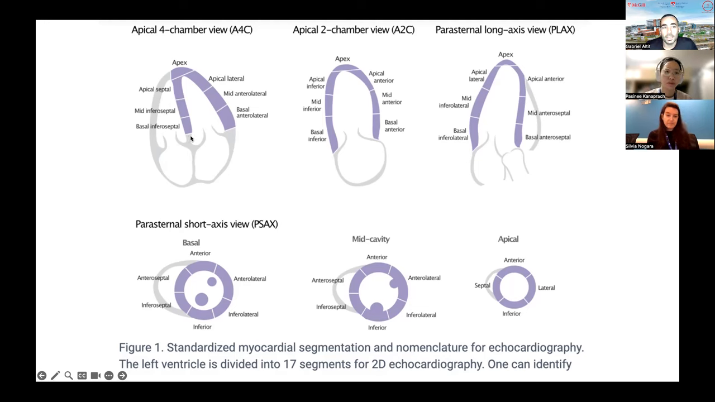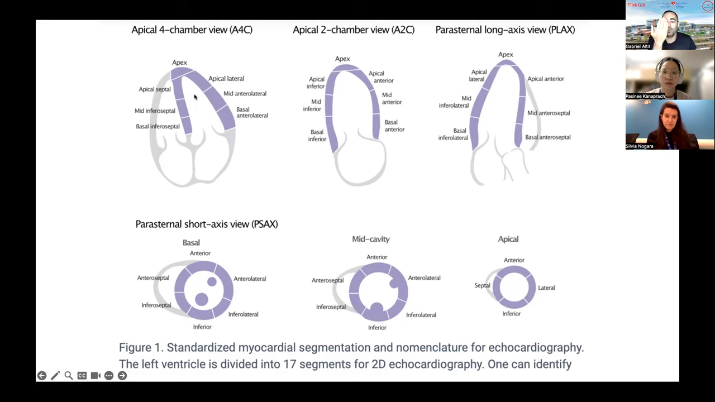So typically, if you look in the apical views, you have the base and you have the apex. So it's easy. That's apex, apex, apex. And everything that's closer to the mitral valve is going to be called the base. And then in the middle, it's the mid sections. So you get basal, mid, apex.